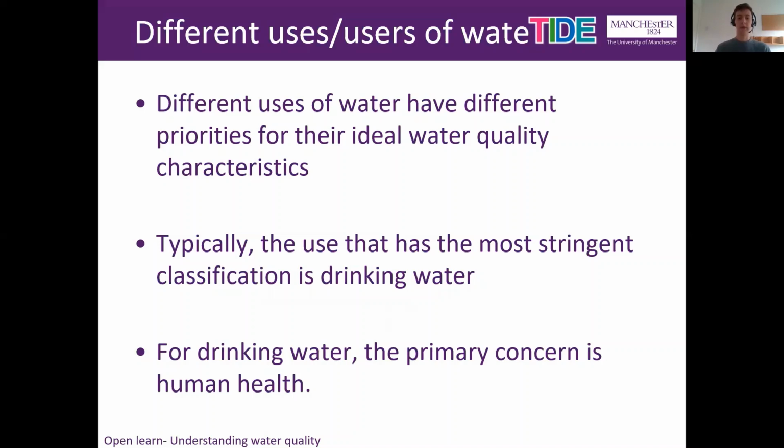The potential impacts from washing with the same water as compared to drinking the water are not as potentially dangerous. Additionally, different uses may prioritize different water quality characteristics. An example of this is for aquatic life.